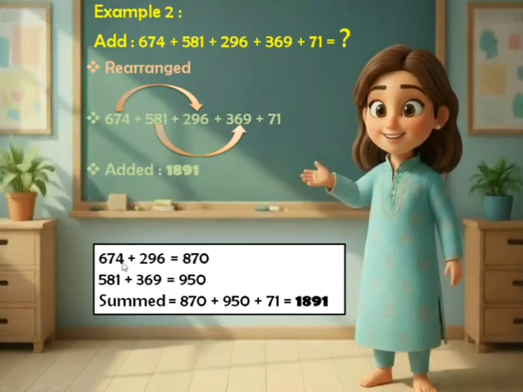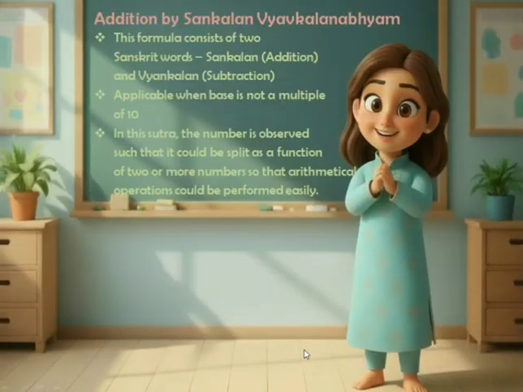So when 674 was added with 296, we obtained 870 as result. 581 when added with 369, we'll get 950 as result. Then we will add 870 plus 950 plus 71 and the result obtained is 1891. So again, we obtain the result faster and in a simpler way.